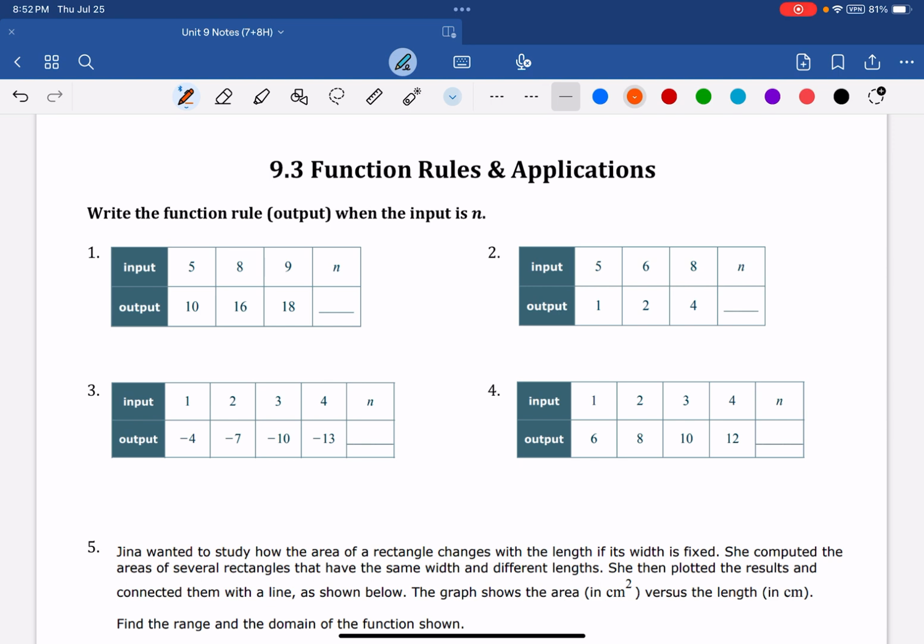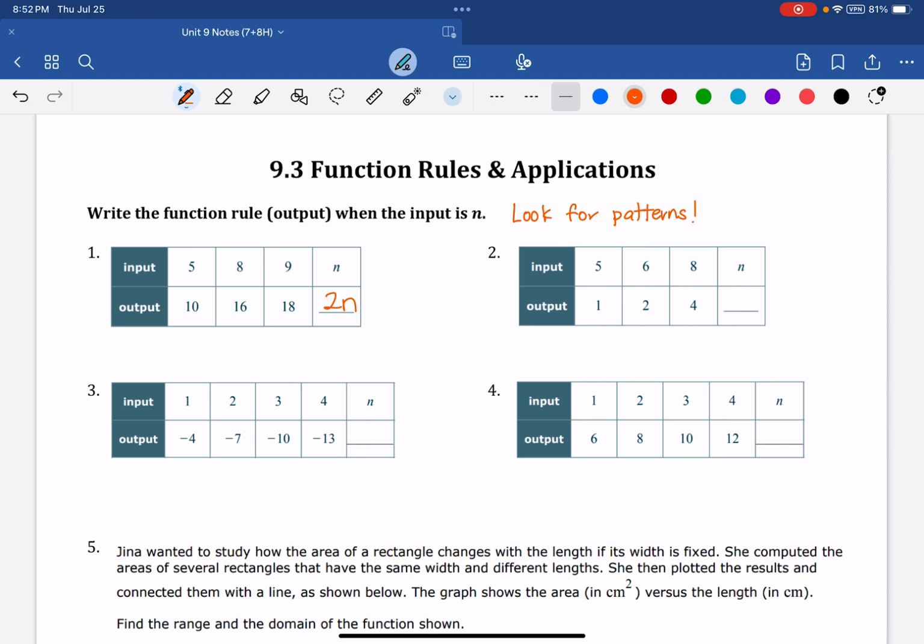So we're looking at this. The key here is to look for patterns. A lot of these are going to be our linear functions because that's what 8th grade math is all about. Some 7th grade math too. So what are we doing to our input to get our output? As I look through number 1, it looks like my outputs are 2 times my inputs. So my rule would be 2n.